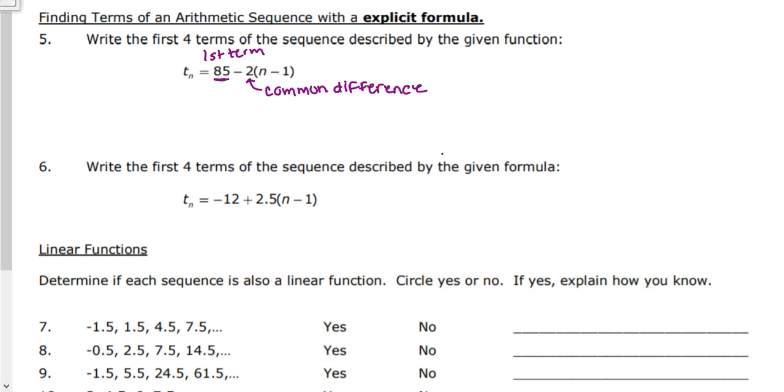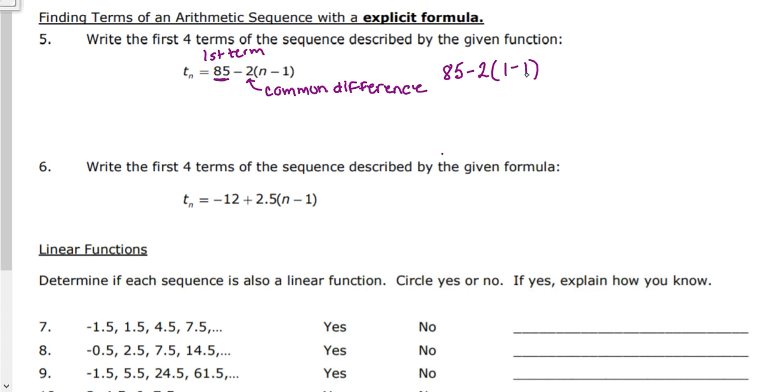Of course, if you don't remember that, you can always still find your first four terms. You really are just plugging in 1, 2, 3, and 4 into n. Okay, n is my term. So either way, it doesn't matter. So let's just find our first term, 85 minus 2 times 1 minus 1. So I'm finding my first term.